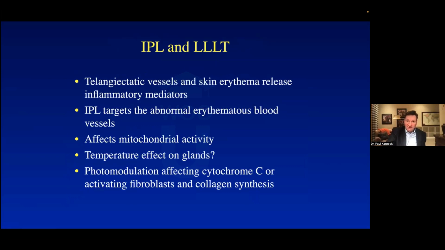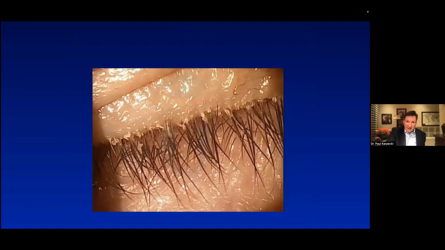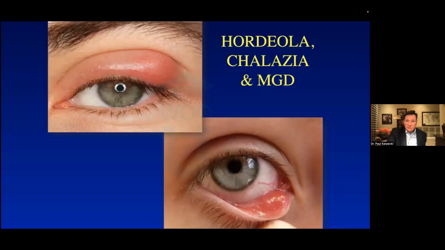The telangiectatic vessels, they activate the mitochondria through the cytochrome C pathway. This would be a great candidate for IPL. Look at the telangiectatic vessels and the cap glands. Now, when we get into Demodex, this is a very severe case of blepharitis, but this is the most common form of blepharitis that we know of. It's, in fact, 58% of all comers walking into our offices. There are options. There are blue masks and red masks, but these are not covered. Blue mask does work for this by insurance.